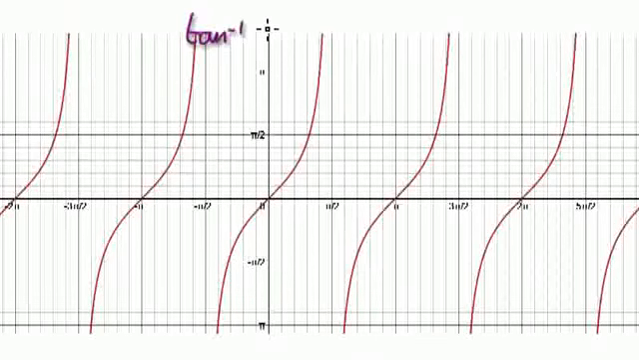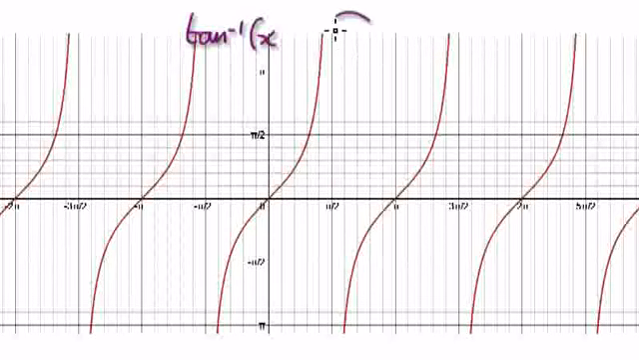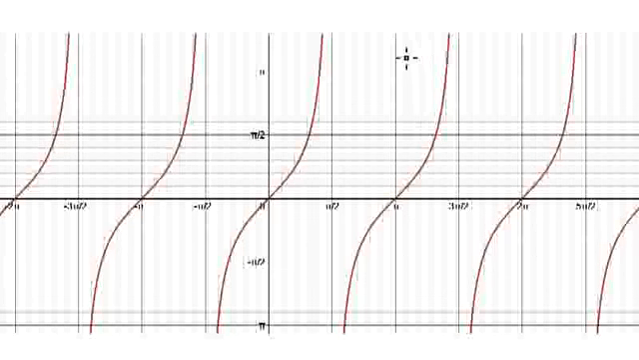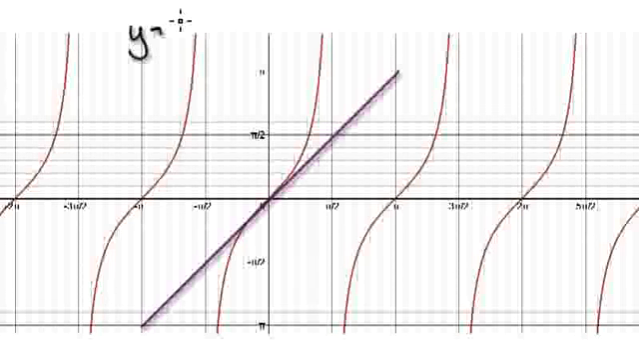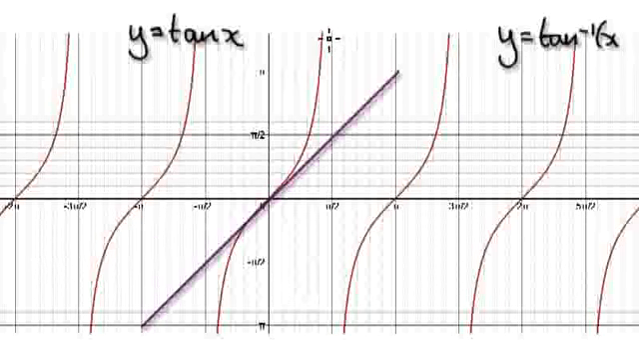So inverse tan of x will be a reflection of this here. The inverse function will always be a reflection along the y equals x line. At the moment the red line is y equals tan of x. So for us to understand y equals inverse tan of x, we've got to reflect it. Looking at this one strand here, when you reflect it, it will look like this.